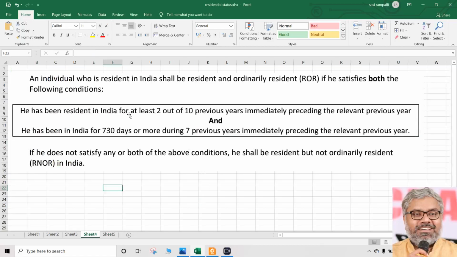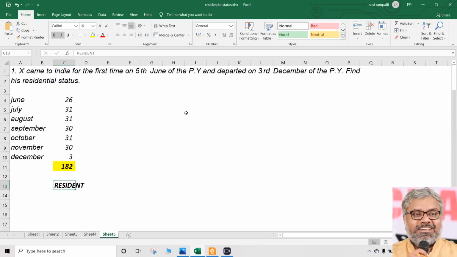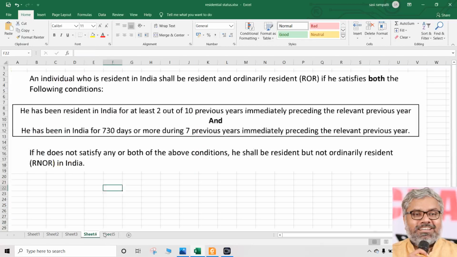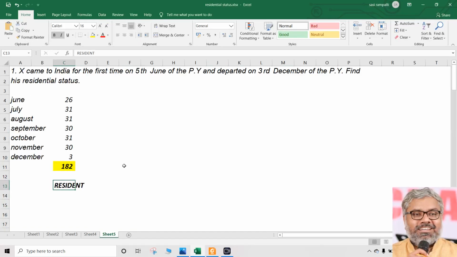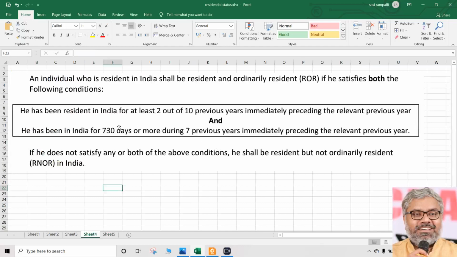Was he resident in India at least 2 out of 10 years preceding the previous year? No chance, because he came for the first time only during the previous year. So here condition number 1, additional condition, is not satisfied. That itself is enough to call him a resident, but not ordinarily resident. But just for understanding purposes, check the additional condition number 2 also.